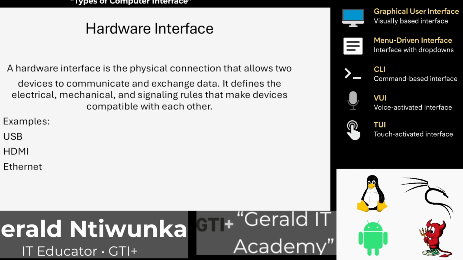Let's start with hardware interfaces. We know what hardware is. Now, the hardware interface is the physical connections that allow two devices to communicate and exchange data. It defines the electrical, mechanical, and signal rules that make devices compatible with each other. Examples of this are USB, HDMI, and Ethernet.